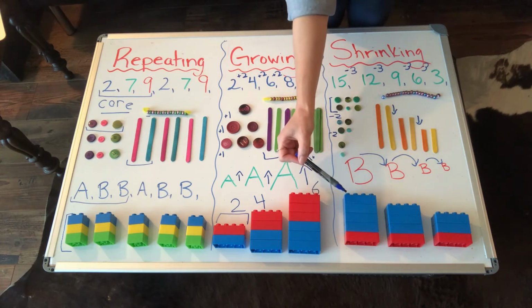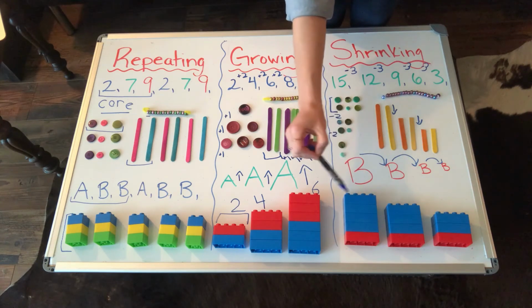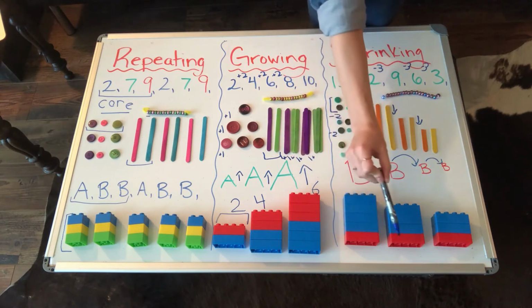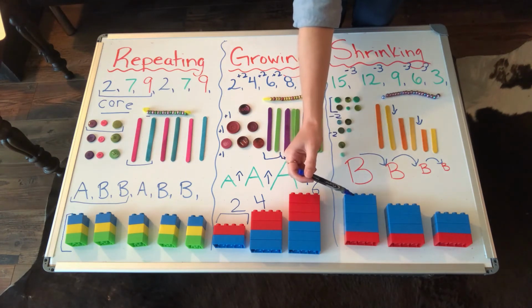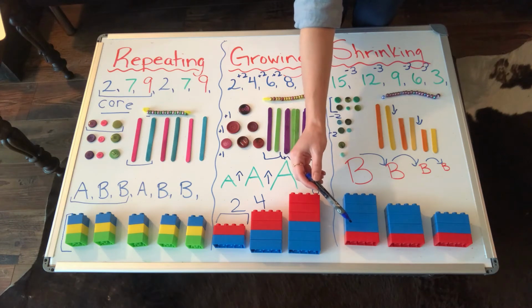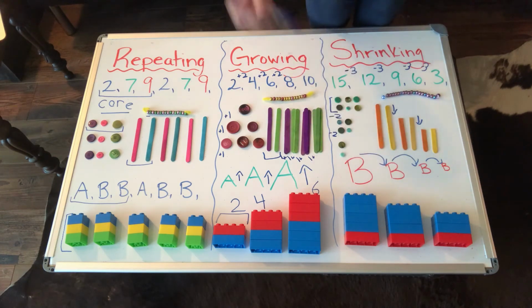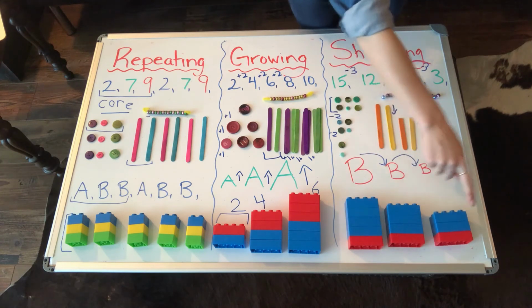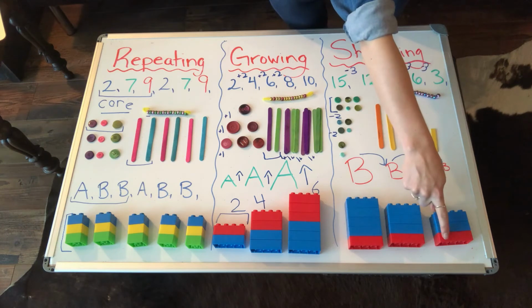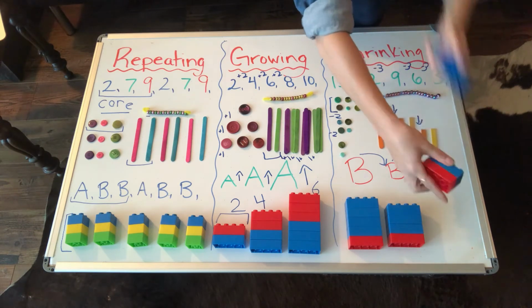With our pattern down here with the blocks, we can see that we're taking away one blue block from our core every single time. So we always keep a red, but we take away one blue block. So we have 1, 2, 3, 4, then we have 1, 2, 3, and then we have 2. So we would know that with our blue blocks down here, the next one would be 1 red and 1 blue because we take this one away.